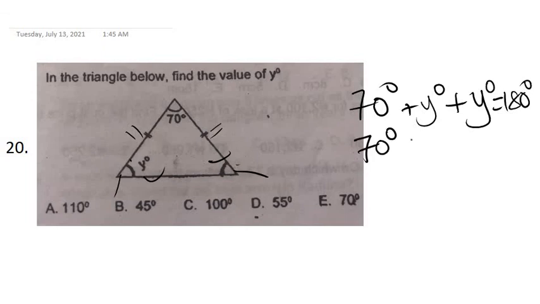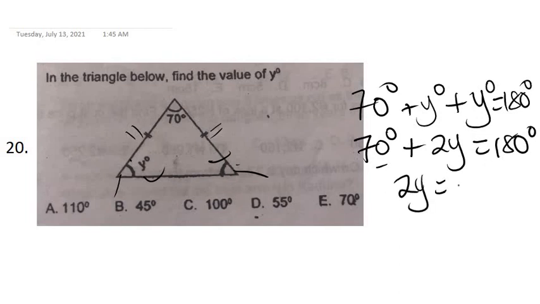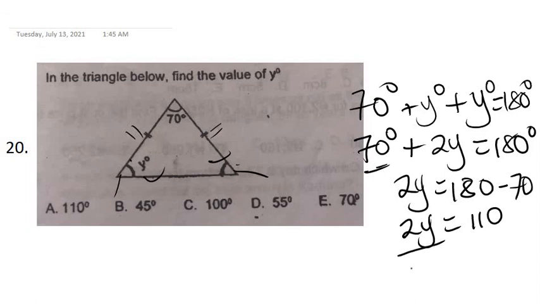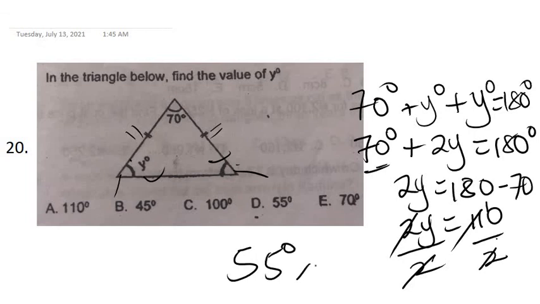70 degrees plus y plus y will give me 2y equals 180. Move 70 degrees to the right where we have 180 degrees. 2y will stand alone at the left hand side. 70 is a positive number. As it crosses the equals sign, it changes to minus 70. 2y will give me 180 minus 70, 110. To get y, divide both sides by 2. 2 cancels 2. 2 into 11 is 5, remainder 1. Put it on top of 10. 10 divided by 2 is 5, so 55 degrees. That's D.